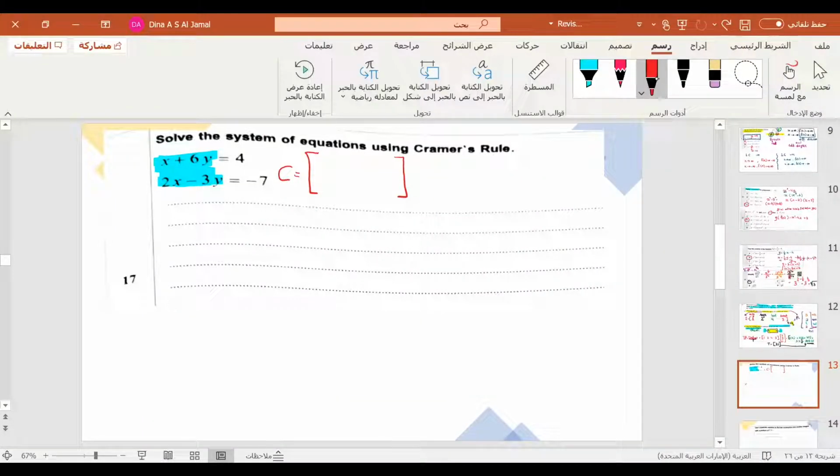What is the coefficient of x? 1. Now look at the x. What is the coefficient? 2. What is the coefficient of y? 6. What is the coefficient of y? -3. That's it.